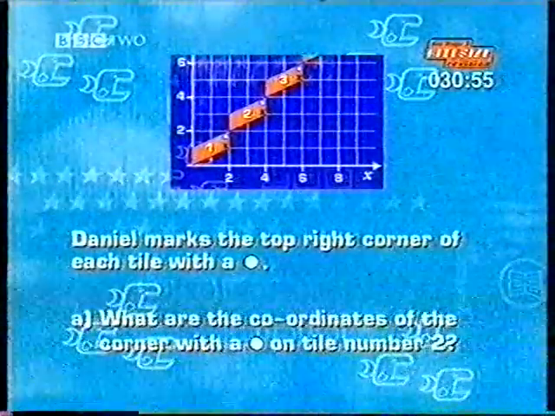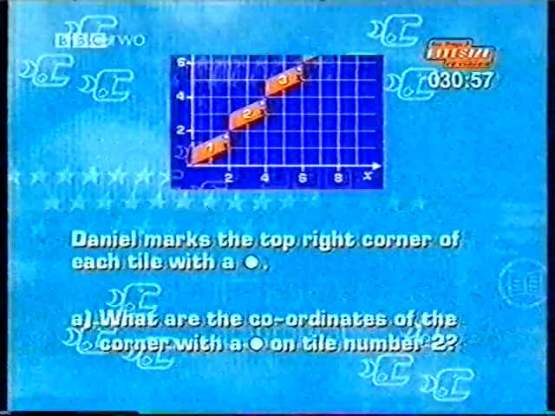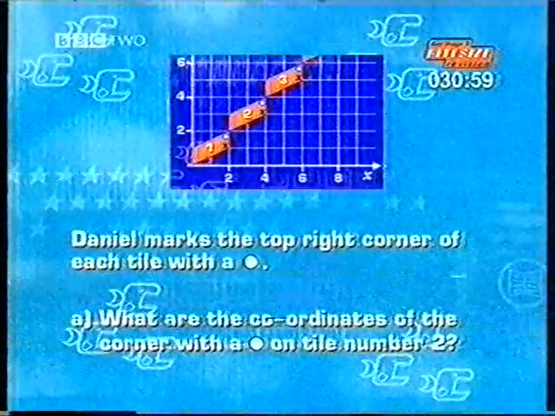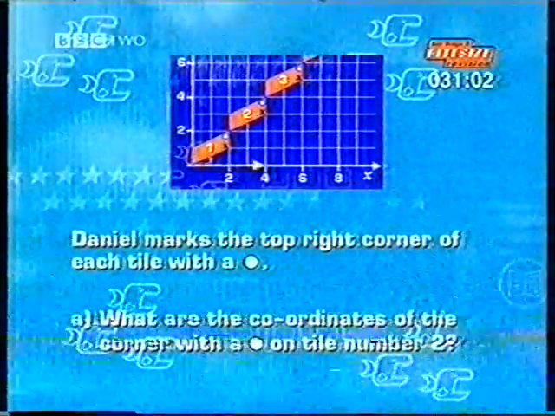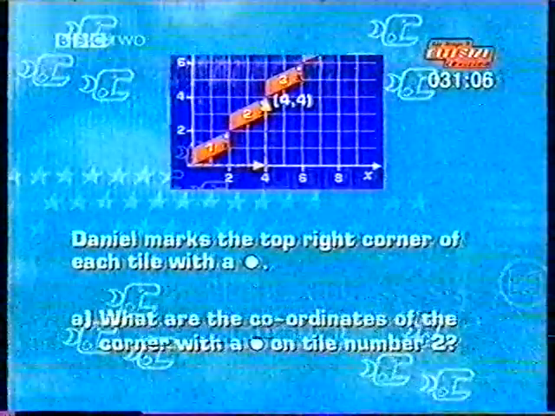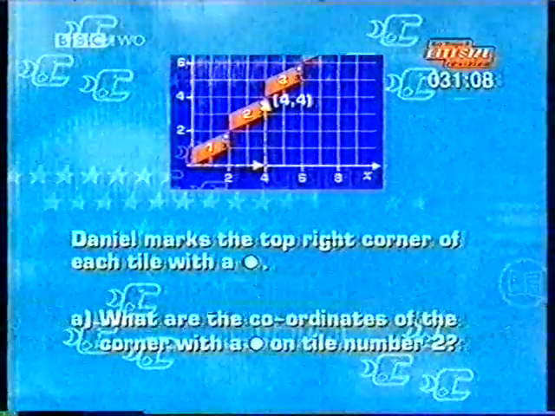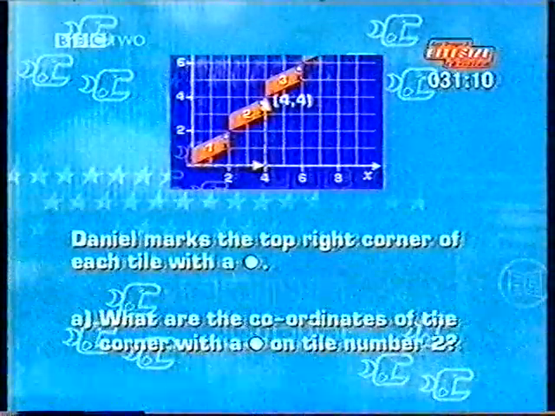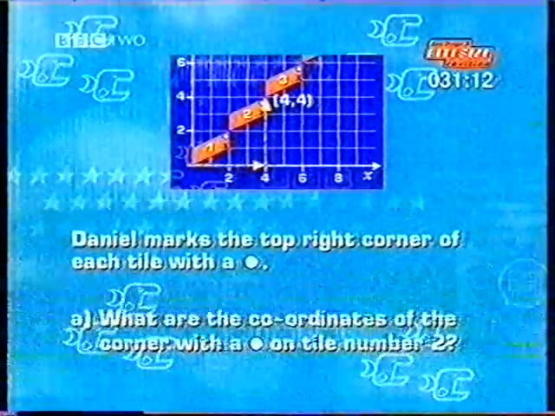Part A asks, what are the coordinates of the corner with a circle on tile number 2? That's this point here. Starting at the origin, we move across first, 4 across and up 4. So that's the point 4, 4.